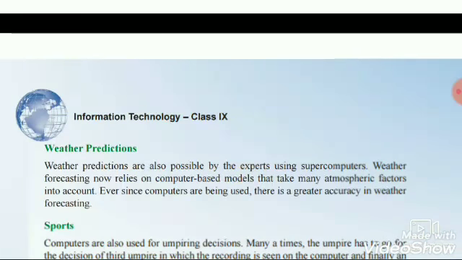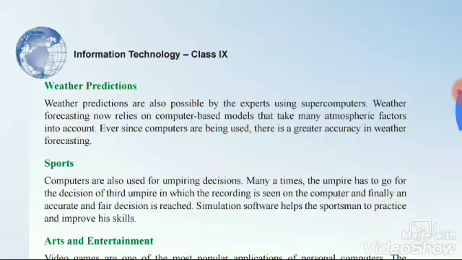Then weather predictions are also possible by the experts using supercomputers. Weather forecasting now relies on computer-based models that take many atmospheric factors into account. Ever since computers are being used, there is a greater accuracy in weather forecasting. Forecasting is also very accurate by the use of supercomputers.